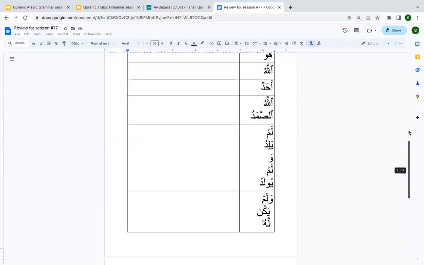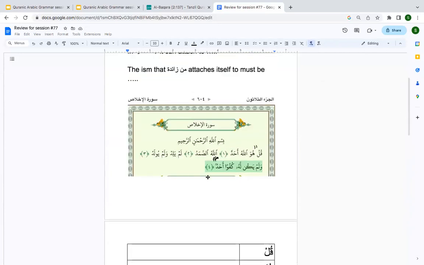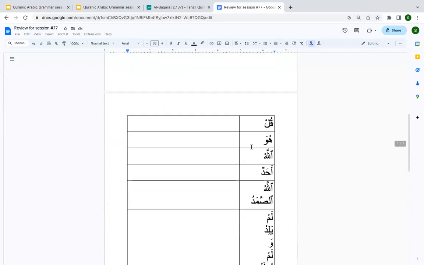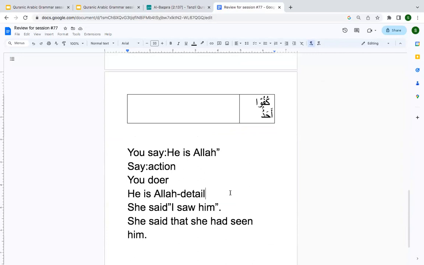So what should be the status of, if you just put inverted commas from the beginning to the end, what will be the status of all this? Nasb. What question is this entire thing answering? It is answering your what question. You say, what do you say? Right? You say, what do you say? So it is all going to be your maf'ul bihi. The whole surah, rest of the surah after kul is your maf'ul bihi.